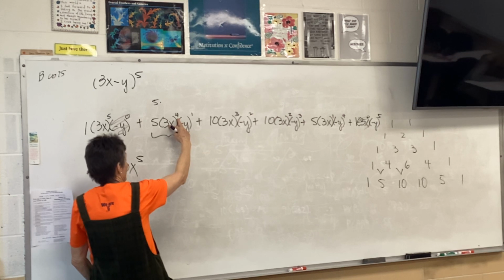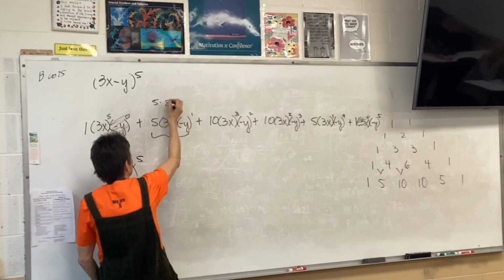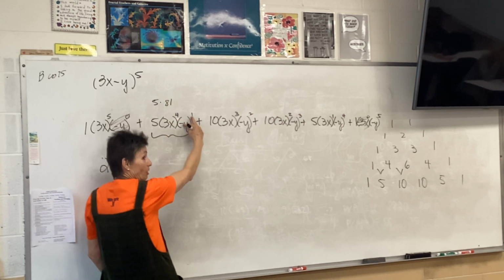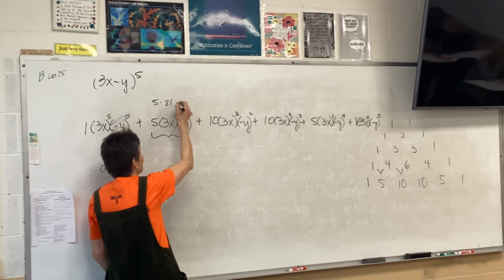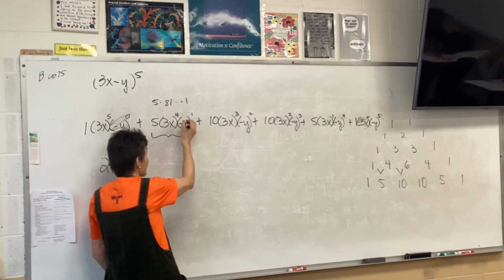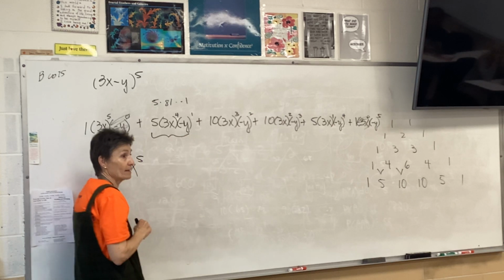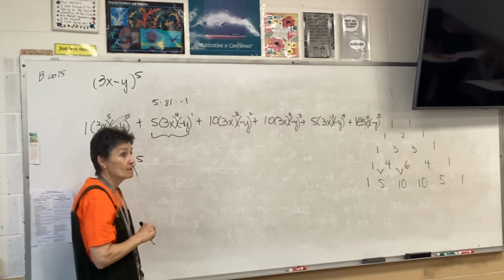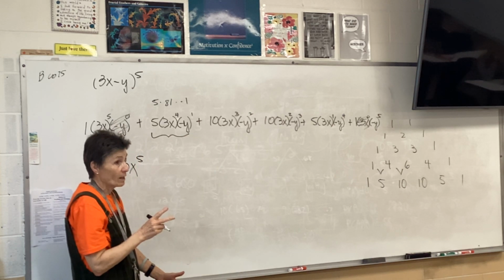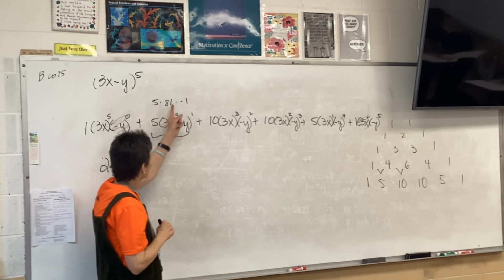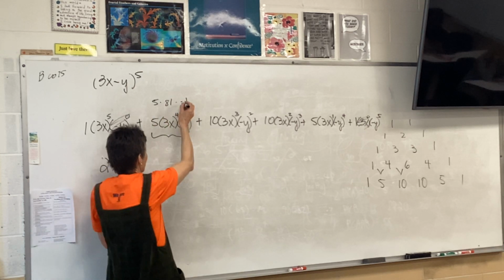What is 3 to the 4th? 81. And then don't forget, you also have a -1. This is a -1. If it helps you, write it as a -1. That's a -1 to the 1st. So that's -1. So what happens when I multiply all those together?